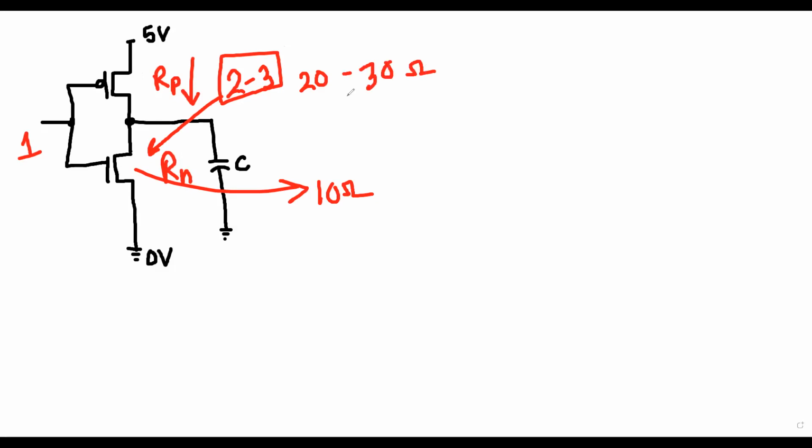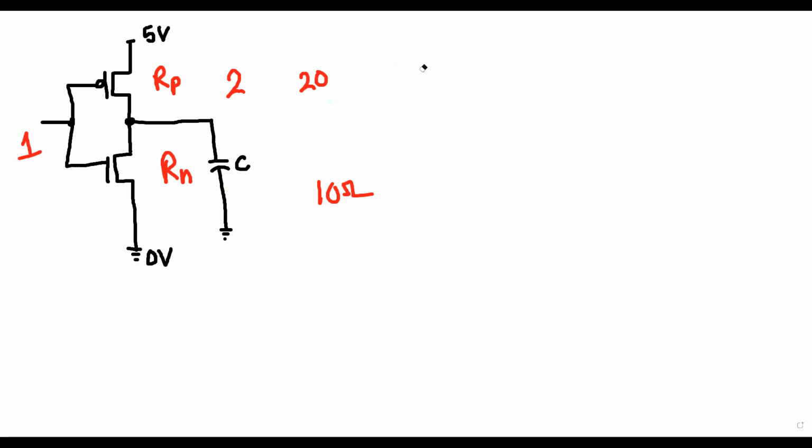Now, which one will it be? 20, 25, or 30? It will depend on the material. Let's assume it is 2 times. That means if this is 10 ohm, the resistance of this material is 10 ohm, and the resistance of this one will be 20 ohm. But we have to make them equal.